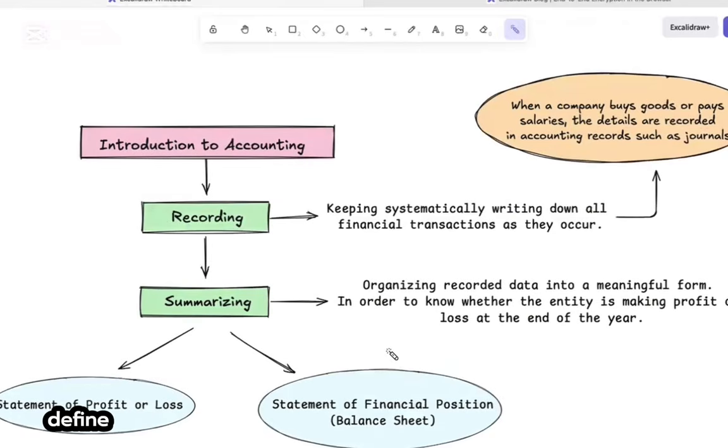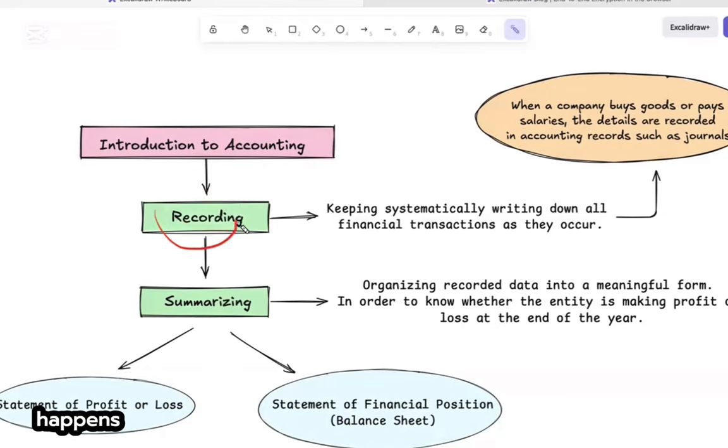Okay, let's define accounting. What does accounting actually mean? This is the process of recording every transaction that happens in a business on a daily basis. For example, a company buys goods or pays salaries, and all these details should be recorded, systematically writing down the financial transactions as they happen.